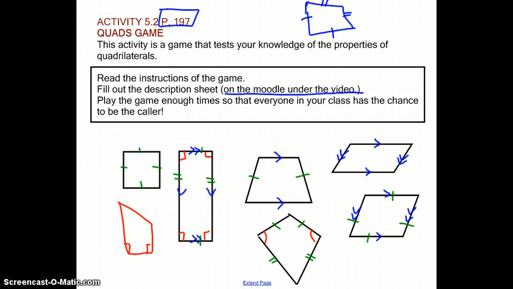Now here in St. Bru, we just finished this activity. It did take a little longer than we expected. Something to help you fill out your description sheet is here: all the shapes that are options and their properties. So make sure you use this to fill that out. We wanted to play 3 times, we only got through the game twice. So if you can get through the game 1 to 2 times, that would be perfect.